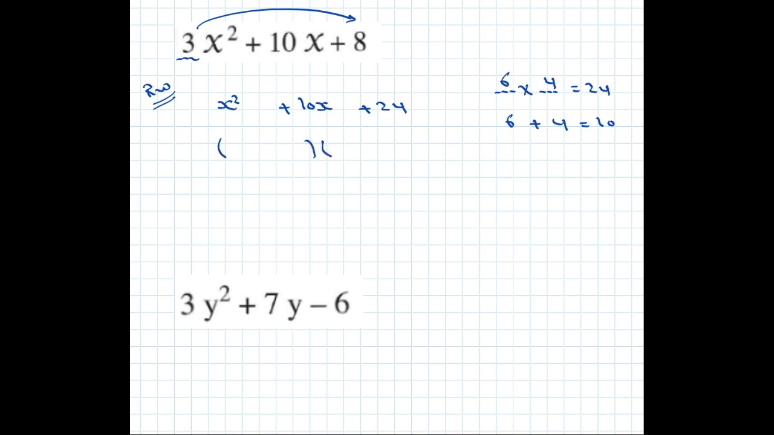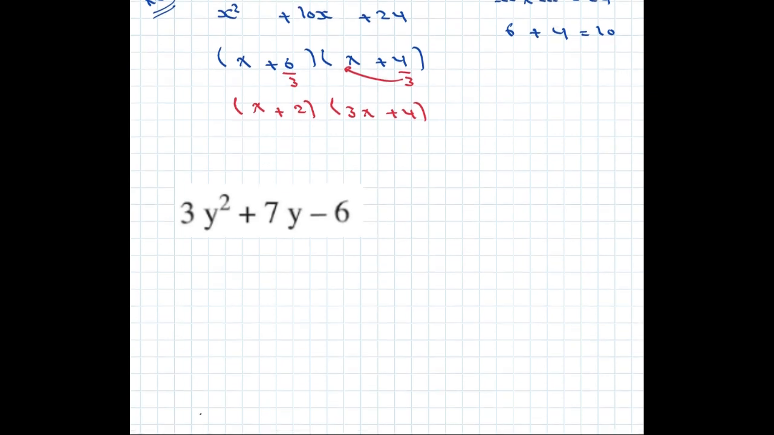Then let's write the brackets: x plus 6 and x plus 4. Let's go to the final step by dividing both terms by 3. Why 3? Because 3 is the coefficient of x squared. The first bracket will be x plus 2, and the second bracket will be 3x plus 4, and voila, you can now factorize a hard trinomial by the simplest and easiest way ever.